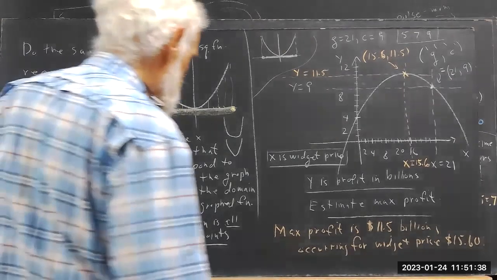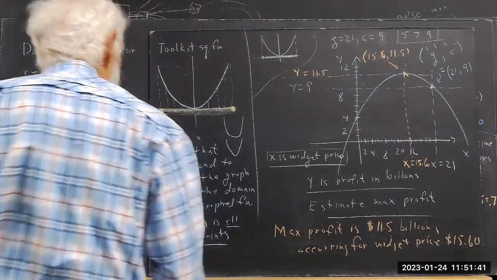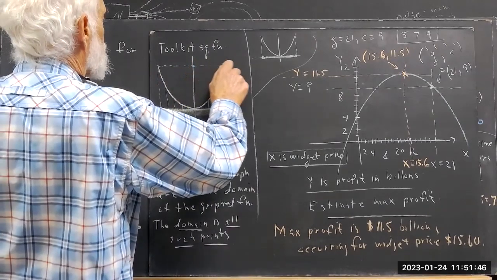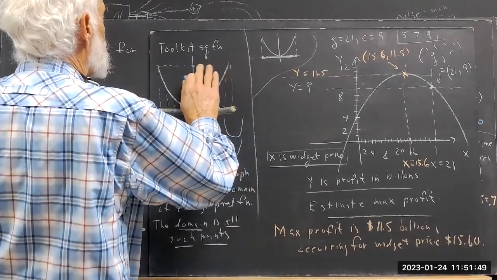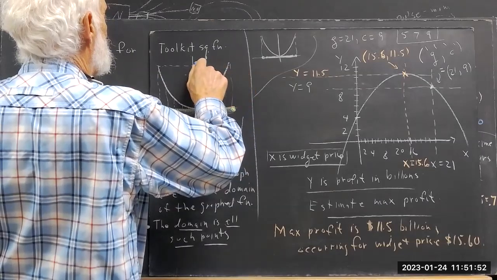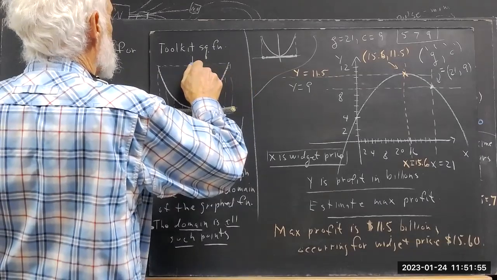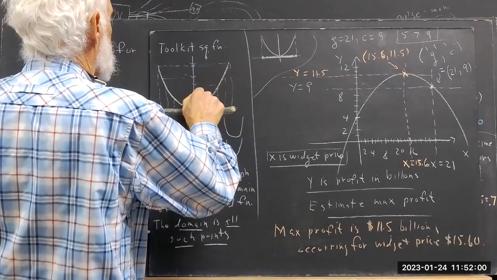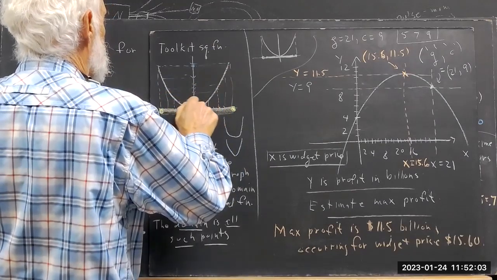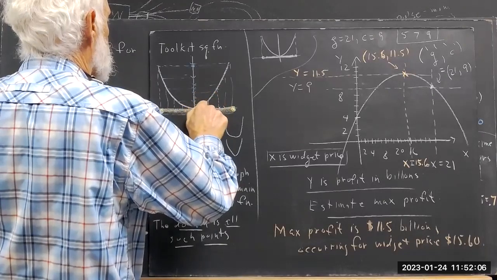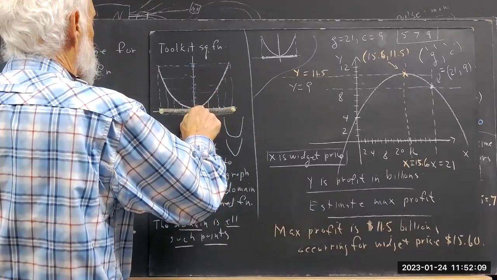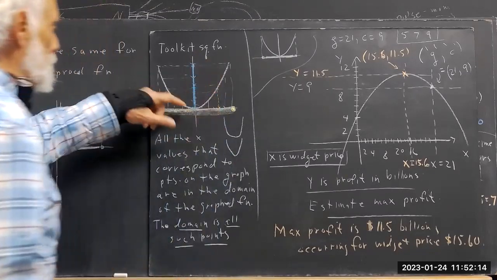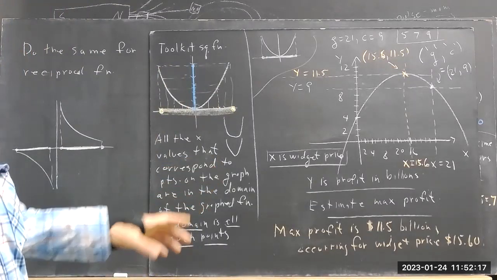Okay, let's first look at the squaring function. You have a point here that goes to here, and of course, so does this point, right? Actually, this point's a little higher. This point goes over to here, this point goes to here. Then you have points here, and here, and here, and so forth. And they go all the way down to the origin.